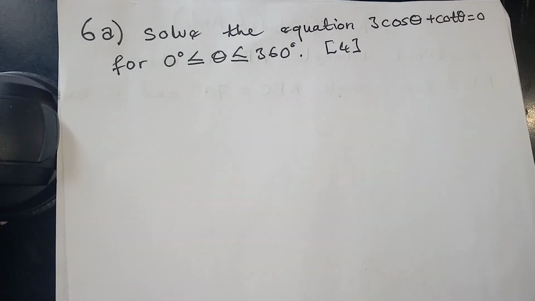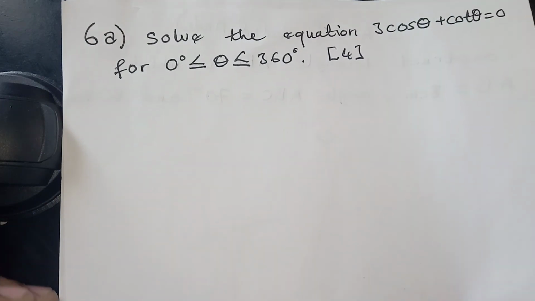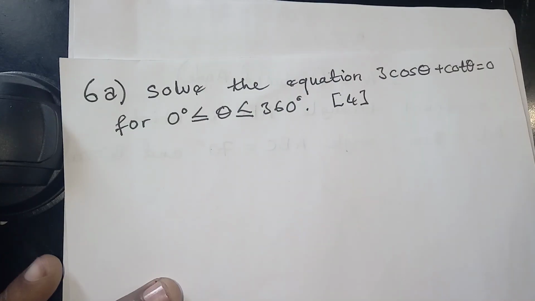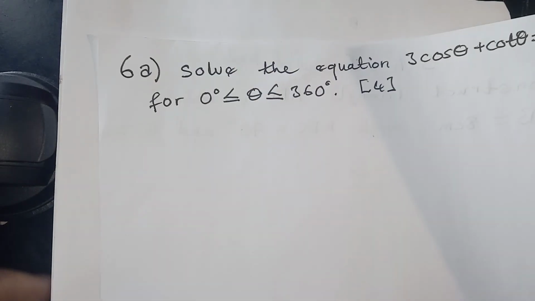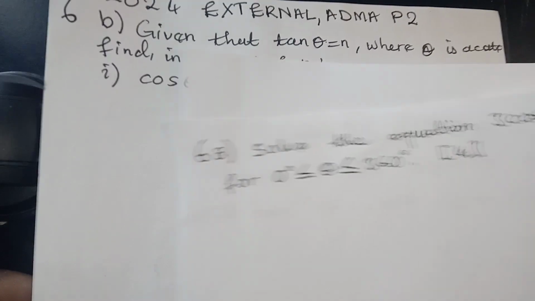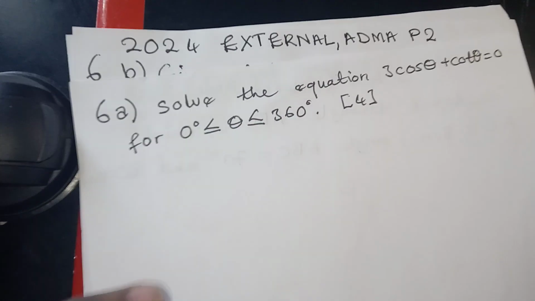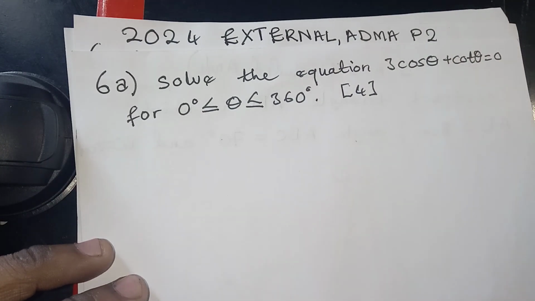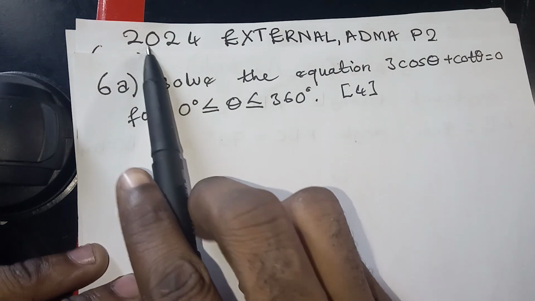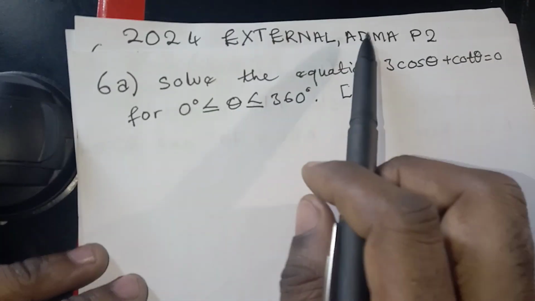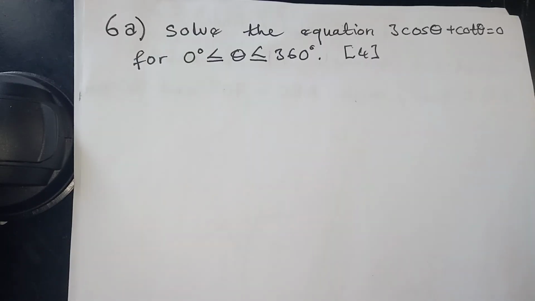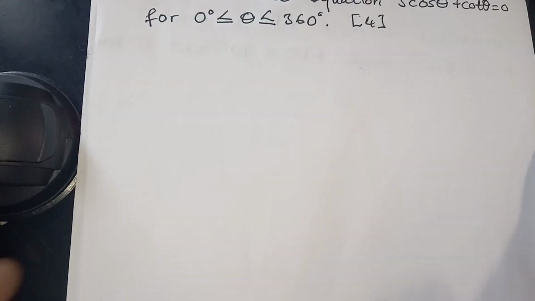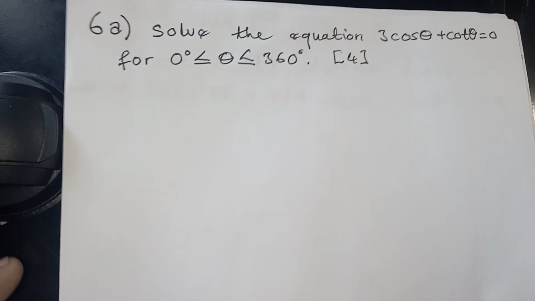Okay, so solve the equation 3 cos theta plus cot theta is equal to 0 for theta, for values of theta between 0 and 90 degrees. This is part A, question 6 of the 2024 external paper for ADMA. This was paper 2, so I thought I should make a tutorial video for you guys.